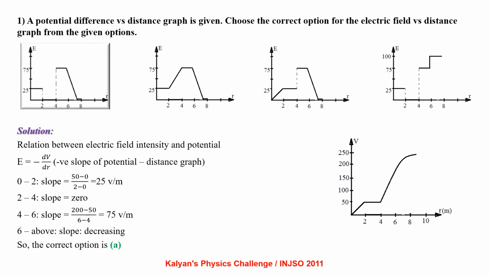A potential difference versus distance graph is given. Choose the correct option for the electric field versus distance graph from the given options. The relation between electric field intensity and potential is E = -dV/dr, that is, the negative slope of the potential-distance graph. Here, from 0 to 2 the slope is 25 volt per meter, from 2 to 4 the slope is 0, from 4 to 6 the slope is 75 volt per meter, and above 6 the slope is decreasing. So the correct option is A.